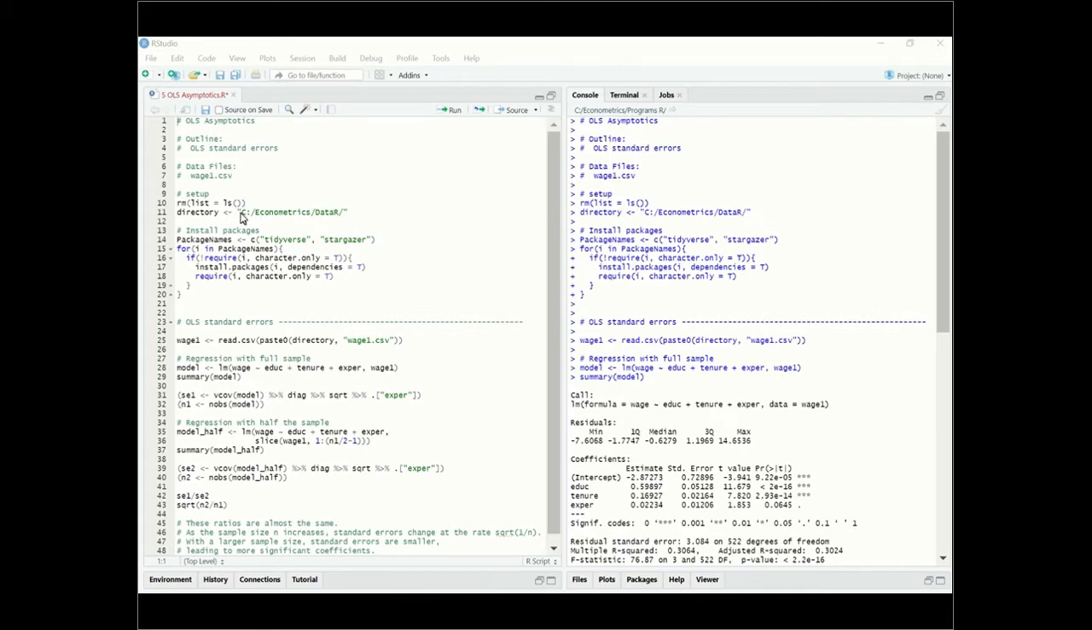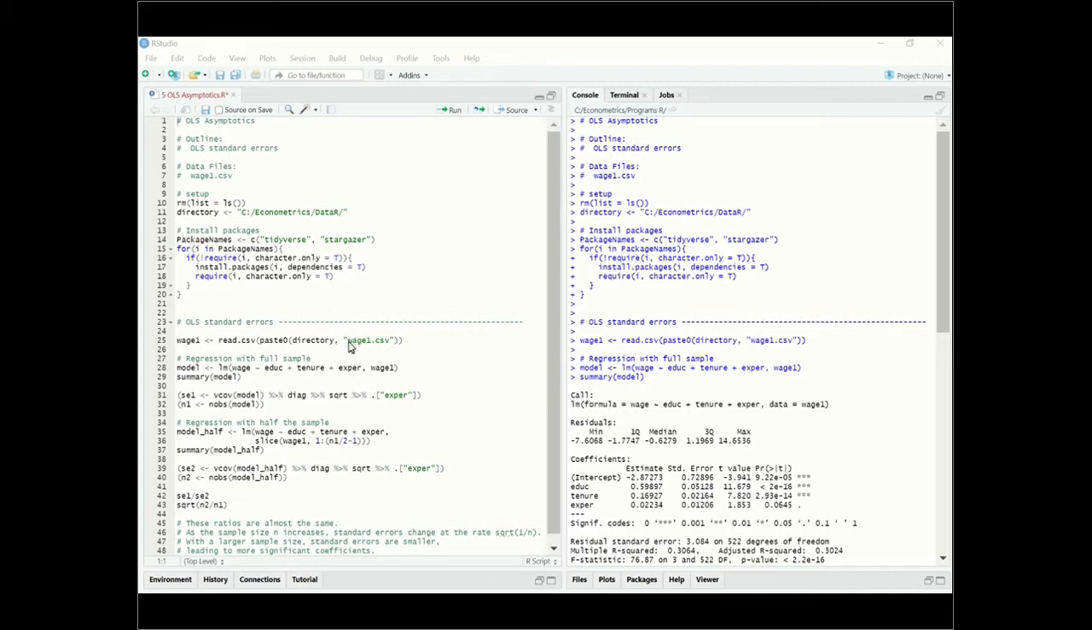wage1.csv, and I have placed it here into my directory, and then I have highlighted and run this program. And this is the console window that typically comes at the bottom. I have put it to the side. So what we're going to do today is talk about OLS standard errors and what happens to them when we have asymptotics, which means when the sample size goes large.